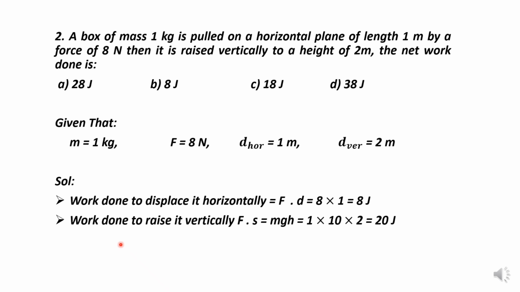Now it is raised up to 2 meter. So the work done to raise it vertically is equal to the force, which we write as mg, and s is the displacement, which will be replaced by height h. So here mass is 1 kg, g is the gravity, we take approximate value 10 meter per second square, while the height is 2 meter. After simplification, we will get 20 joule. So now we will combine these two. After combining, we will get the net work done, which is equal to 28 joule. So option A is the correct option here.